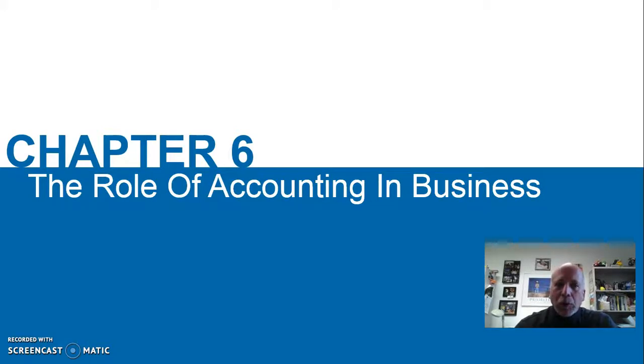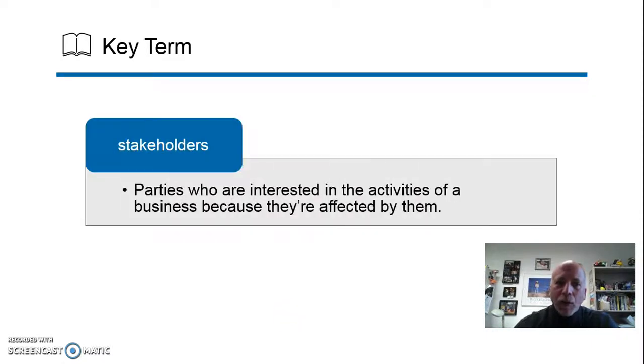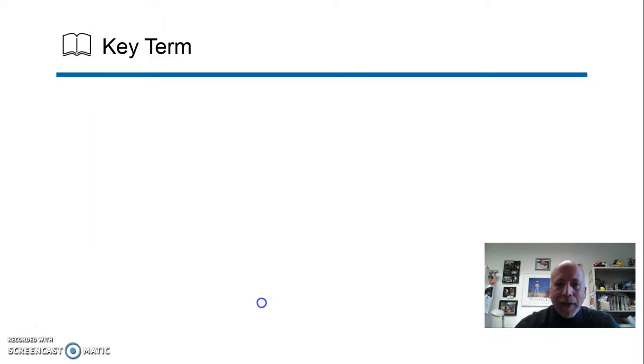Today we're talking about Chapter 6, the role of accounting in business. A key term that we have to understand for this chapter is stakeholder. A stakeholder is anyone who is interested in the activities of a business because the activities of the business affect them. This cannot be confused with stockholder, which is an owner in a business. A stakeholder is any party interested in a business because it affects them.